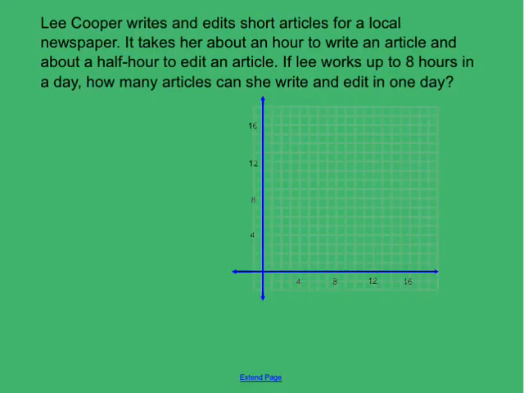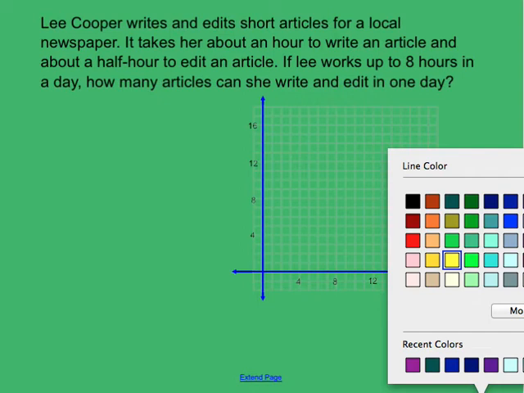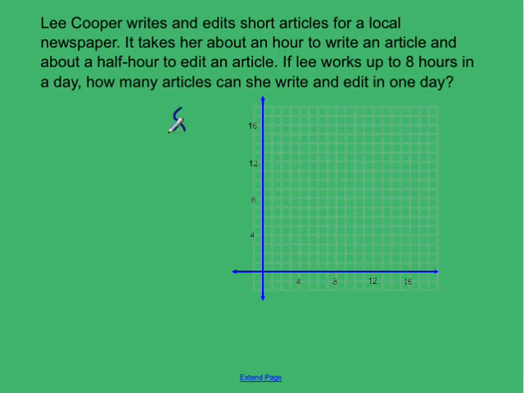Next, let's take a look at number 3. So Lee Cooper writes and edits a short article for a local newspaper. It takes about a half an hour or an hour to write an article and about a half an hour to edit an article. So she works up to 8 hours in one day. So whatever we spend writing and editing needs to be less than that 8 hours. Okay, so let's let X represent our writing.